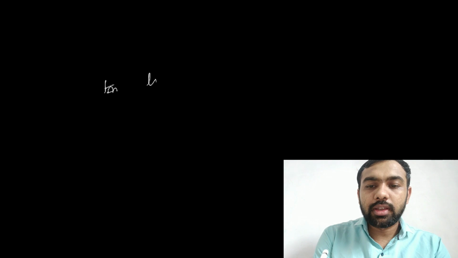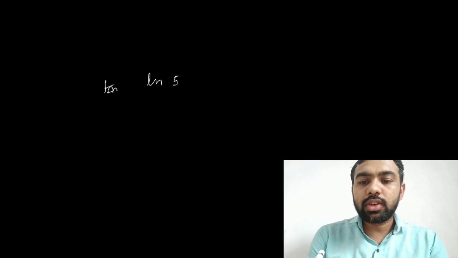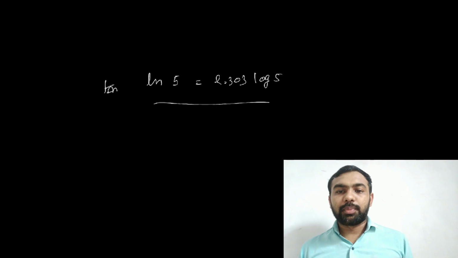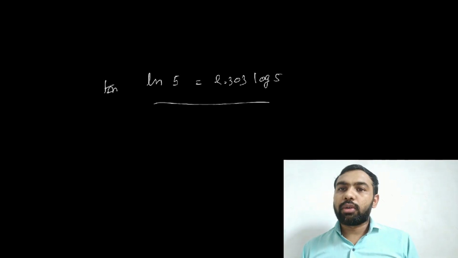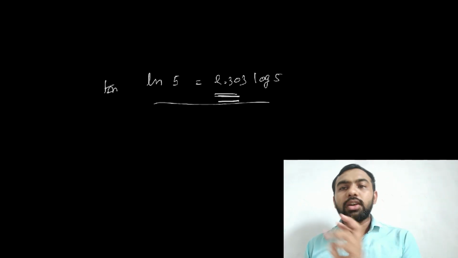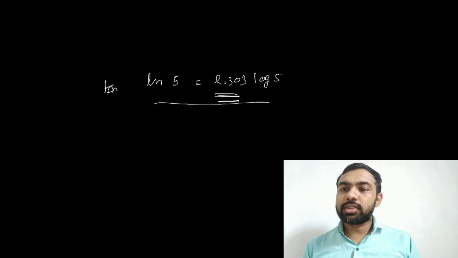Now for more understanding, suppose ln 5 is given to you. You convert this to log, then 2.303 log 5. In this way you get the answer. ln 5 is equal to 2.303 log 5. Means you just multiply this log by 2.303, so we get the final answer. All of you must note this.